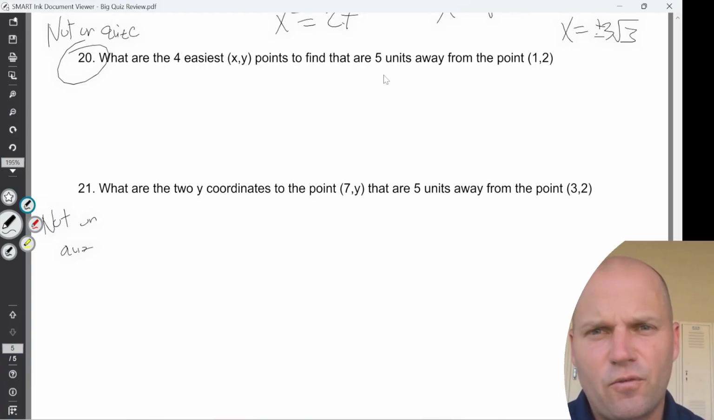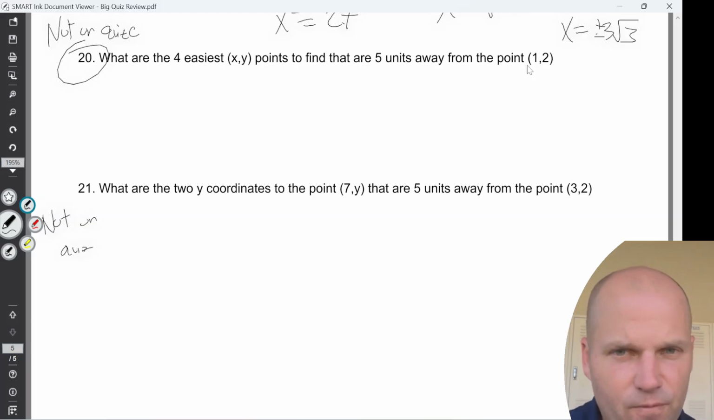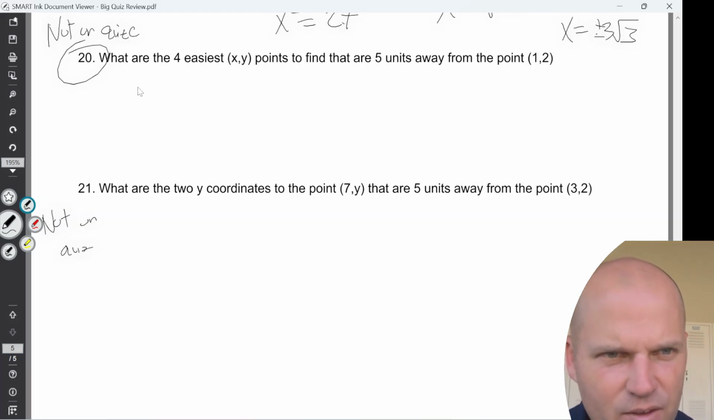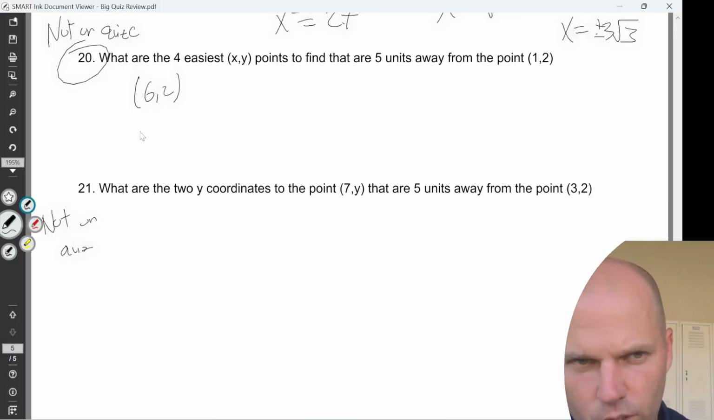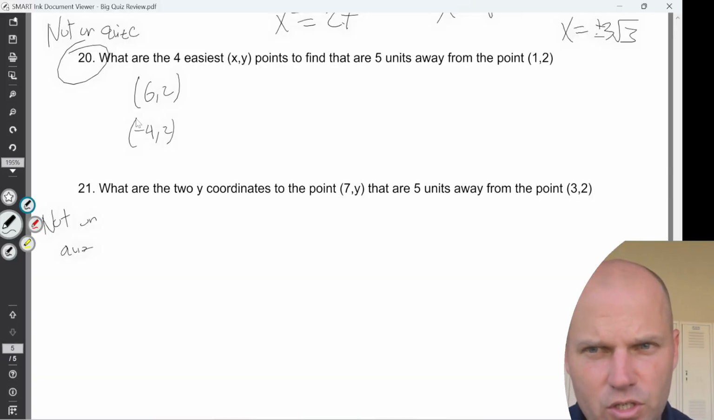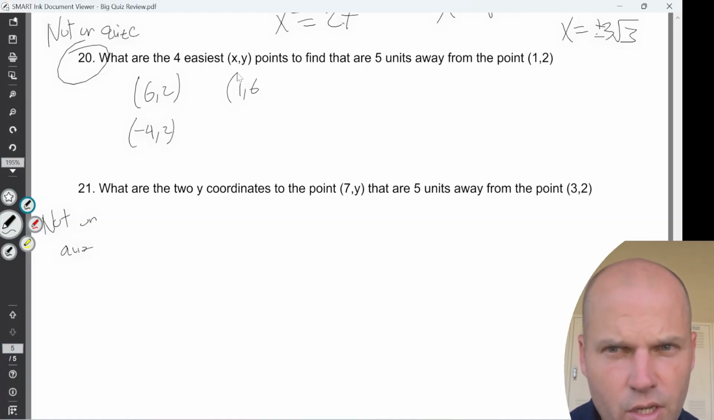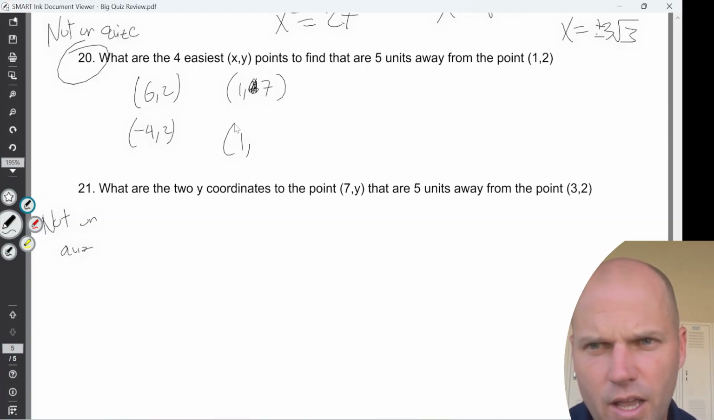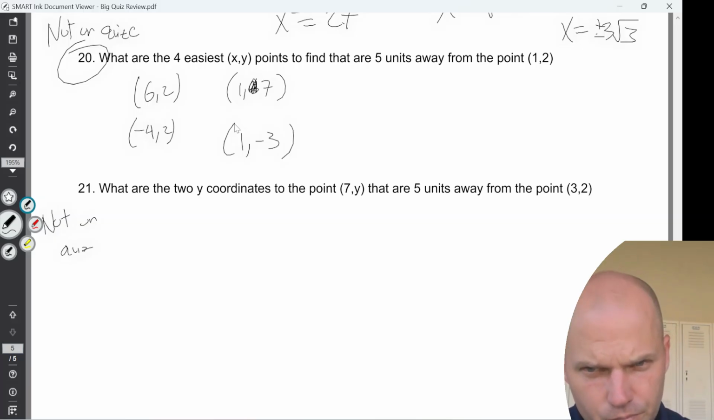4 easiest points that are 5 units away from the point (1, 2): up 5, down 5, left 5, right 5. Adding 5, subtracting 5 from the x and the y coordinates. So (6, 2) would be 5 to the right of (1, 2). (-4, 2) would be 5 to the left of (1, 2). (1, 7) would be 5 up from (1, 2). And (1, -3) would be 5 down from (1, 2).